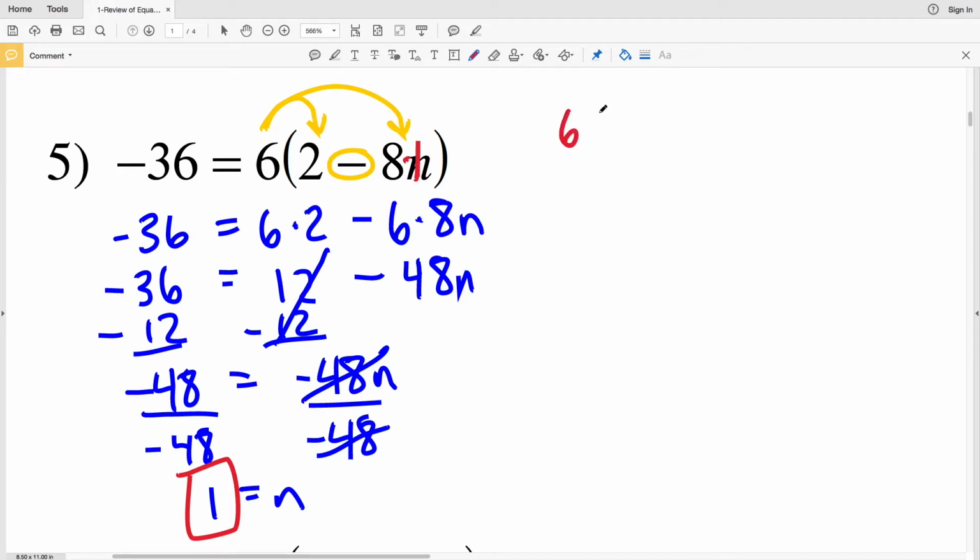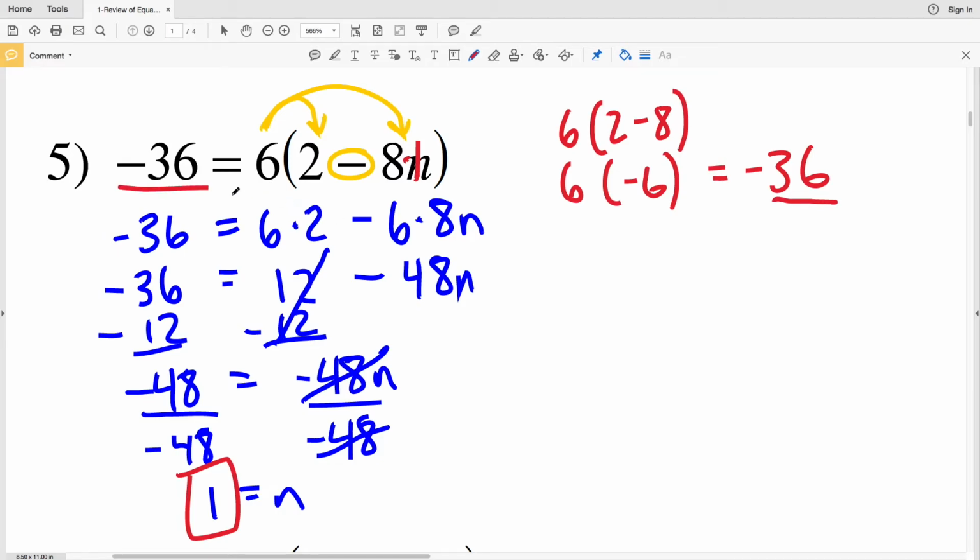So we have 6 times 2 minus 8 times 1, which is 8. So that's going to give us 6 times 2 minus 8 is negative 6. And 6 times negative 6 is indeed negative 36. And that was what we were looking for. So negative 36 is equal to negative 36. So when we double checked, when n is equal to 1, our solution is true.